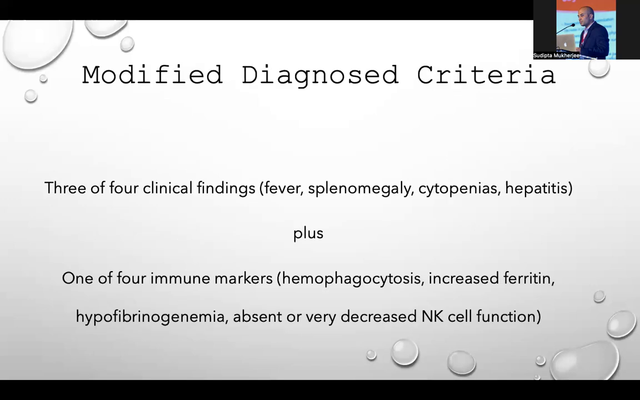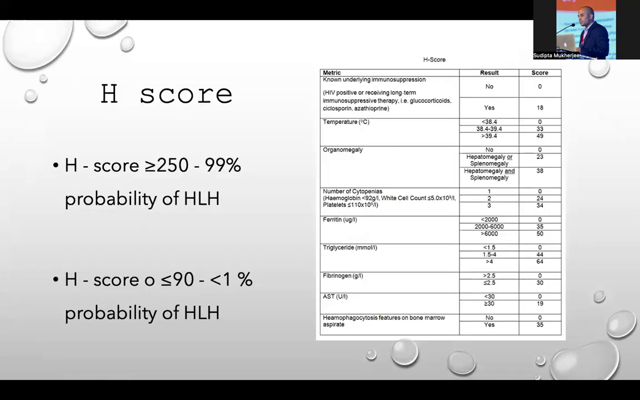So the present modified diagnostic criteria are followed like this: 3 or 4 of the clinical findings like fever, splenomegaly, cytopenia, and hepatitis, plus 1 of the 4 immune markers: hemophagocytosis, high ferritin, hypofibrinogenemia, or absent or decreased NK cell function. If we can show this, this is probably HLH, a very strong association.